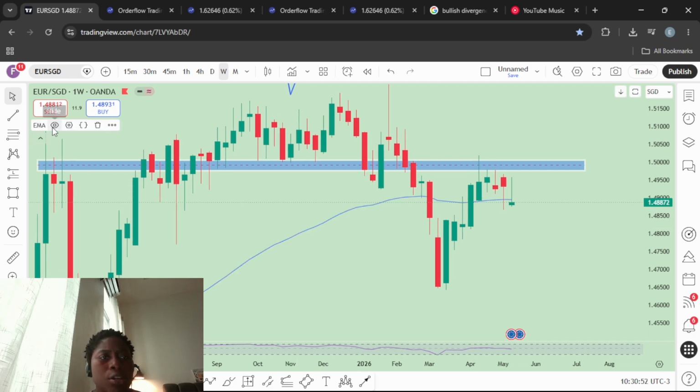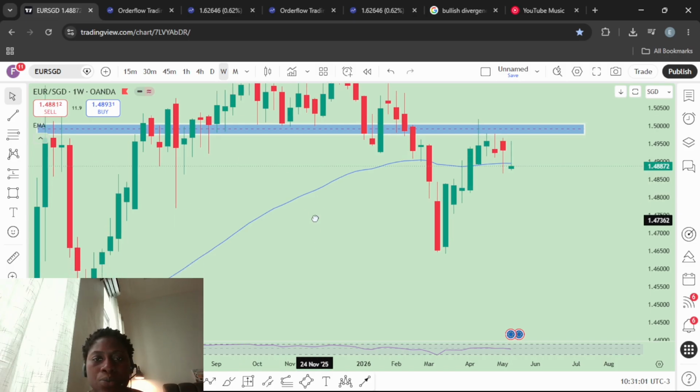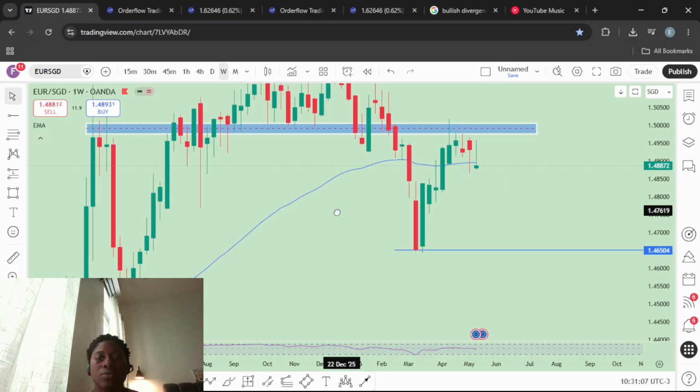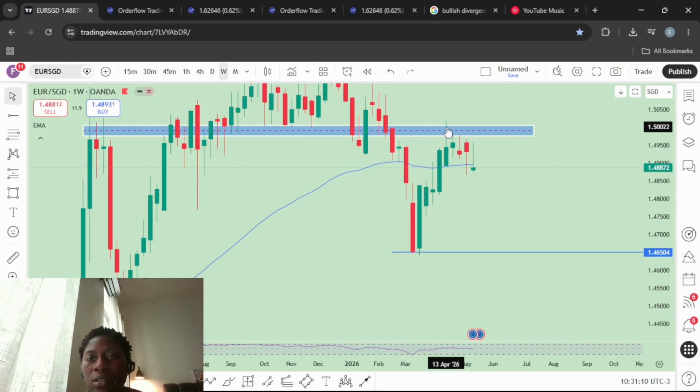If we even look at our 24 EMA, the price is just below the EMA, the moving average. So now I'm expecting price to move from here. Let's mark our weekly low. Price has shown this rejection here, and price also rejected here. This is an inverted hammer.